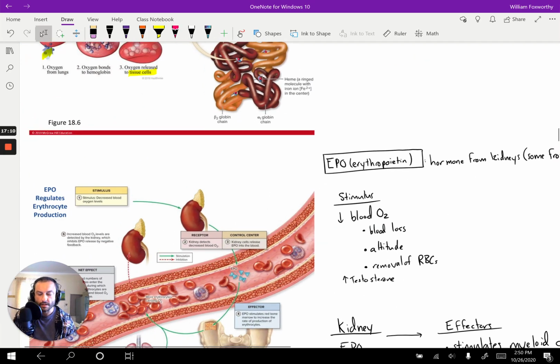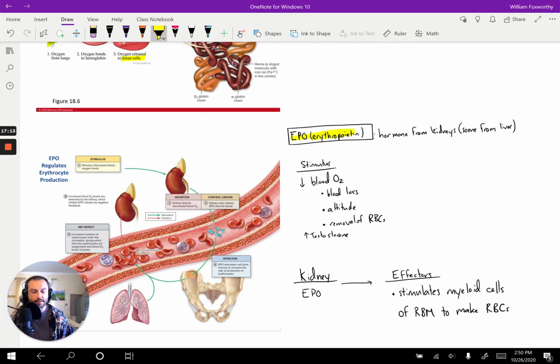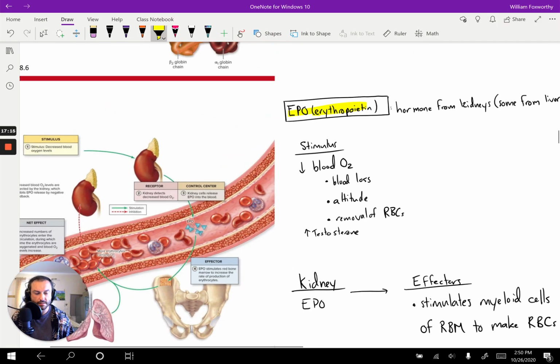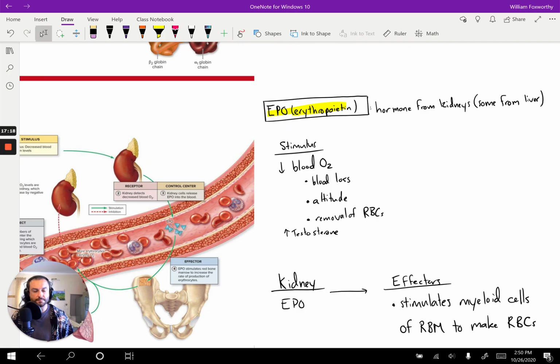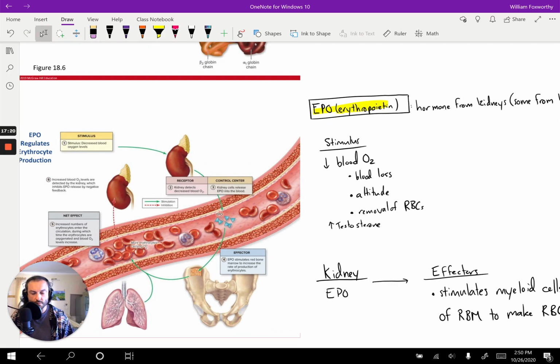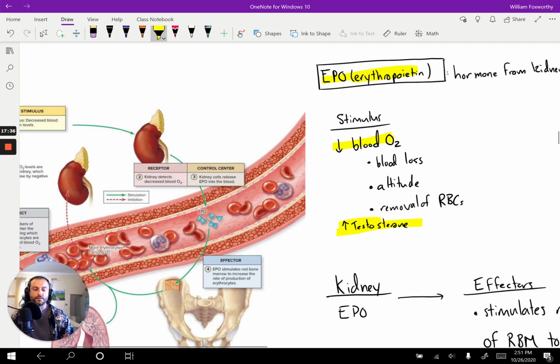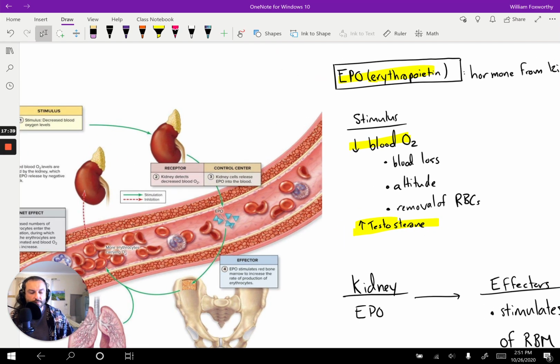As I said before, EPO from your kidneys stimulates the production of your red blood cells. And the stimulus for EPO production is a decrease in blood oxygen levels, or it can also be stimulated by an increase in testosterone. So as a result of that, men usually have a higher red blood cell count than women. So what would reduce your blood oxygen levels? Well, if you're losing blood, for one, or if you're at a high altitude.